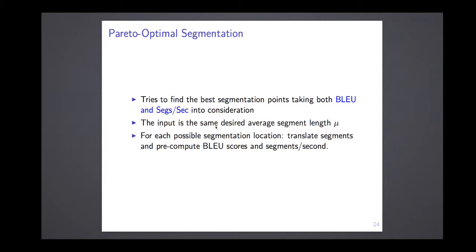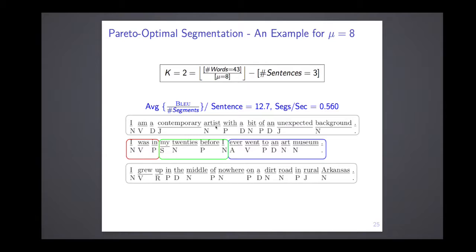So we try to find the best segmentation points, taking into account both BLEU and segments per second. And the input is the same. We have a desired average segment length. And for each possible segmentation location, we translate segments and pre-compute BLEU scores, just like before. The results I'm going to show you use this particular formulation of the average of the BLEU score divided by the number of segments per sentence, which is a number that is lower than what you saw before.